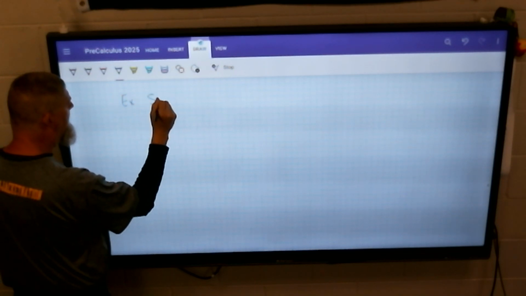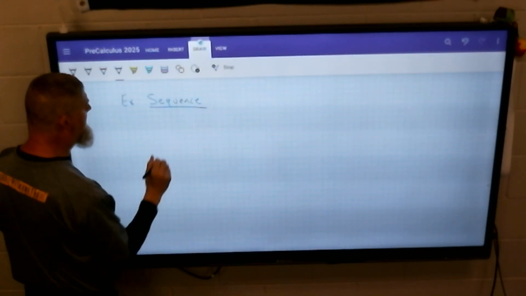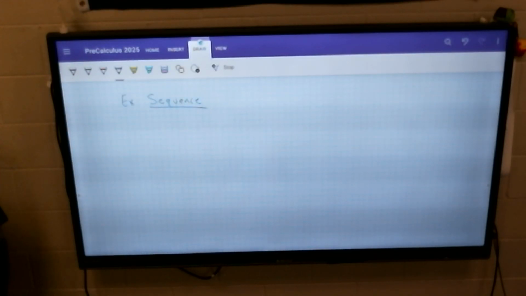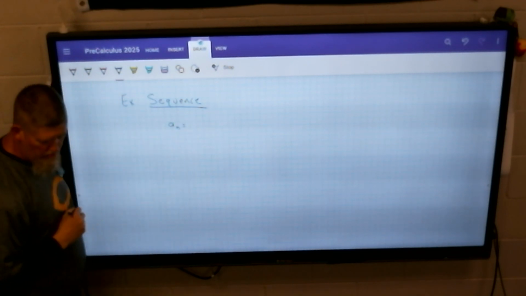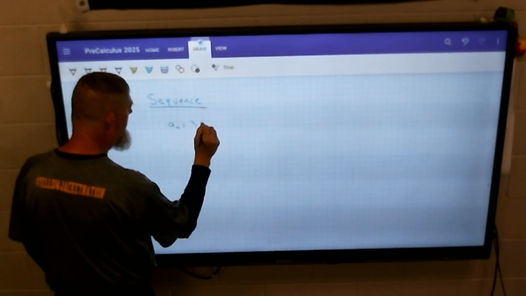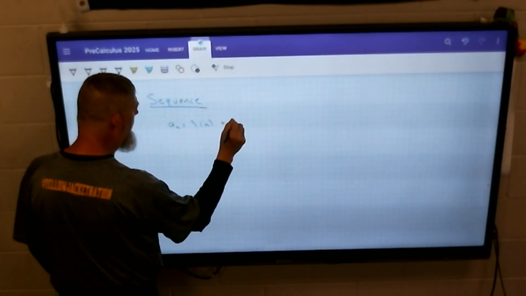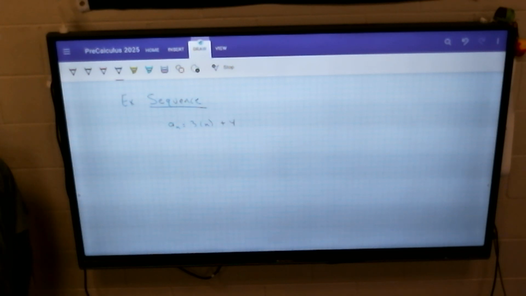Okay, so, let's give you an example of a sequence equation. Now sequences come in all forms, arithmetic, geometric, all sorts of things. Let's just say, for example, I give you a sub n equals 3 times n plus 4. What does that kind of look like? Based upon our previous experience of math, what does that kind of look like?